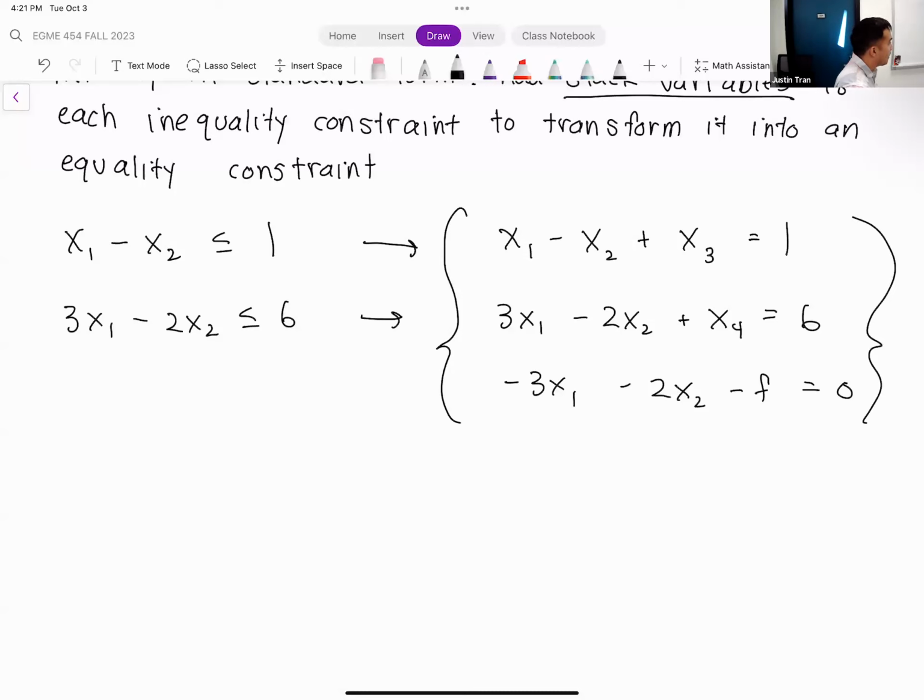Okay. All right, so let's start. Our first step here, now that we have the system in this form, with all equality constraints and everything in standard form, is we need to find our first initial basic solution.